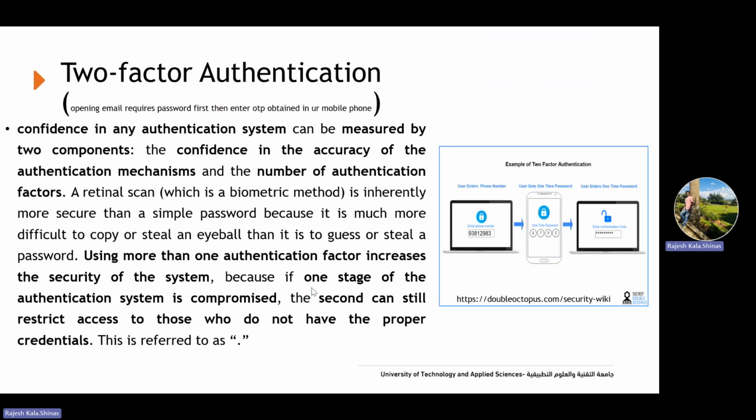But if I have a second authentication like OTP, which will come only to my mobile, they cannot enter that email, because the second stage they cannot crack. They couldn't crack that because the OTP is coming to my mobile phone. That's why we need more than one authentication to make the system secure. That's why to open an email, we need OTP plus password.